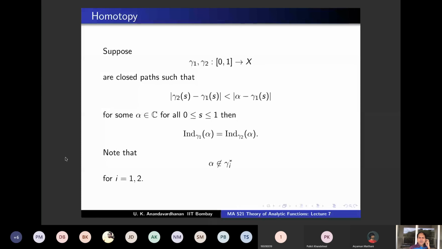The first observation is, so the proof is starting here. I don't always write "proof is starting", etc. This is the claim and this is a proof. Note that alpha is outside gamma 1 star, alpha is also outside gamma 2 star. Do you see this? Alpha is outside gamma 1 star because if alpha belongs to gamma 1 star, then for some s this is 0. But modulus of a quantity cannot be strictly less than 0. Therefore, alpha is outside gamma 1 star is clear.